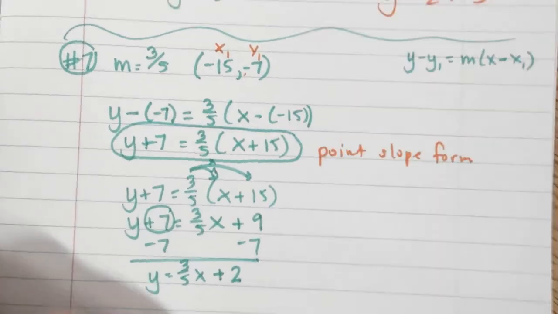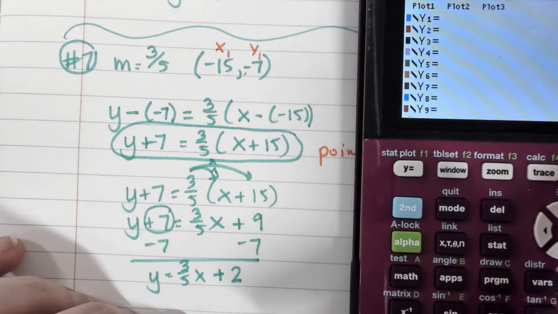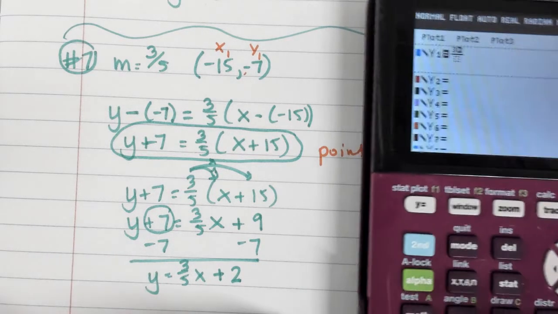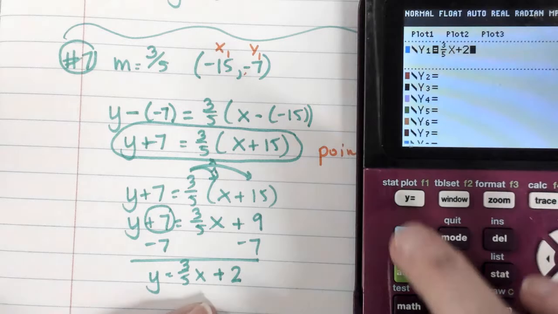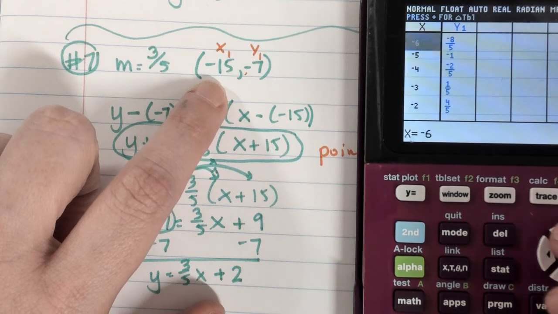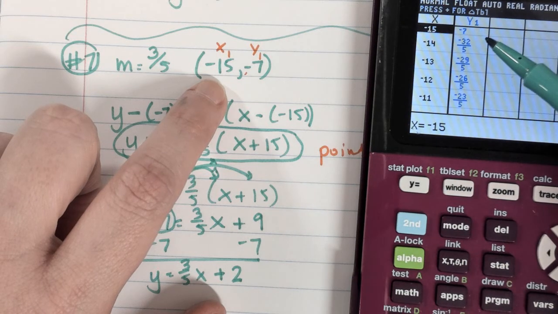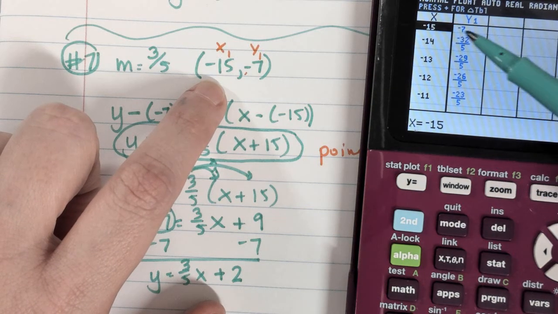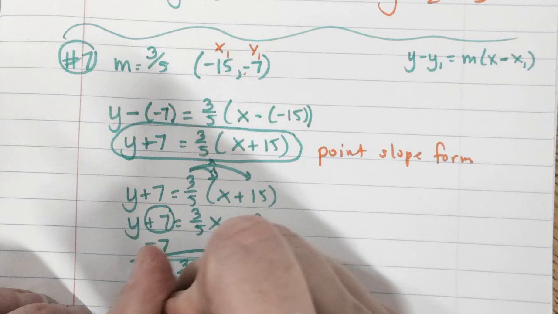Now, I can check this in my calculator. Okay? I know the slope matches because they both say 3/5. But what I can do is go to y equals and put in 3/5 x plus 2 in my calculator. Okay? And I can look and see if negative 7 is actually a row in this table. And I'm scrolling. Negative 7 is a row in this. So when I put this equation in my calculator and look at the table of values, it says negative 7 is in that equation and the slope is 3/5. So I know that this is right.